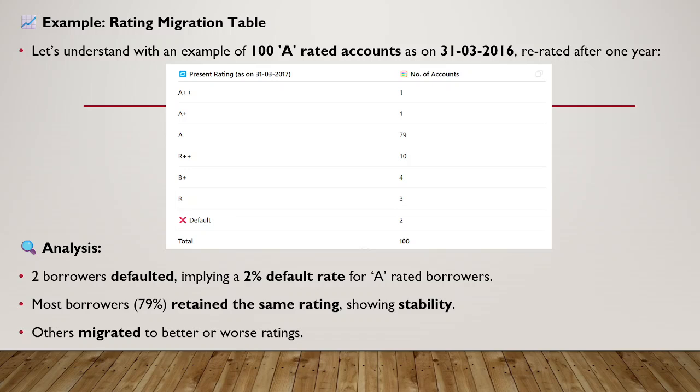The most obvious insight is that out of 100 rated borrowers, 2 have defaulted. This implies a 2% default probability for borrowers initially rated as A. That's powerful information. Now, if we extend this exercise year over year and collect such data for each rating category, we can build a fairly accurate estimate of the likelihood of default associated with each rating. This becomes the foundation of default probability models in credit risk management.